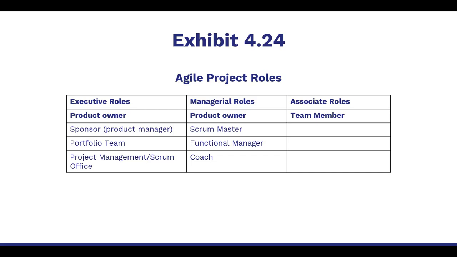So let's go over some of the Agile project roles. We have a sponsor, portfolio team, and a product management Scrum office. We have a product owner, Scrum master, functional manager, and coach. Then we have what's called the team members. One of the most important roles is the customer, right? And they have both executive and managerial level duties. Some of the work is performed by different people, as there's an emphasis on empowering teams in an Agile framework project.